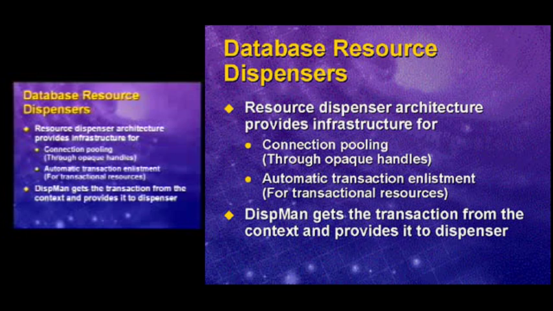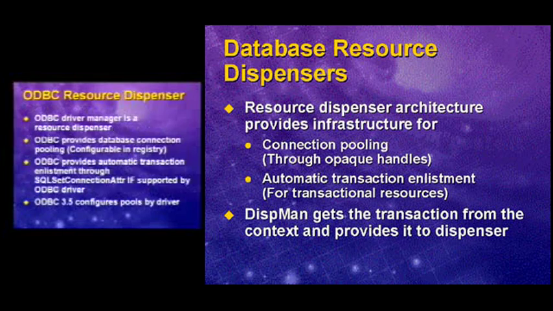And the way Disman does it is that it gets the transaction object, the pointer to the OLE transaction object, from the MTS object context, and provides it to your resource dispenser. So Disman gets a transaction, provides it to you, no big deal.